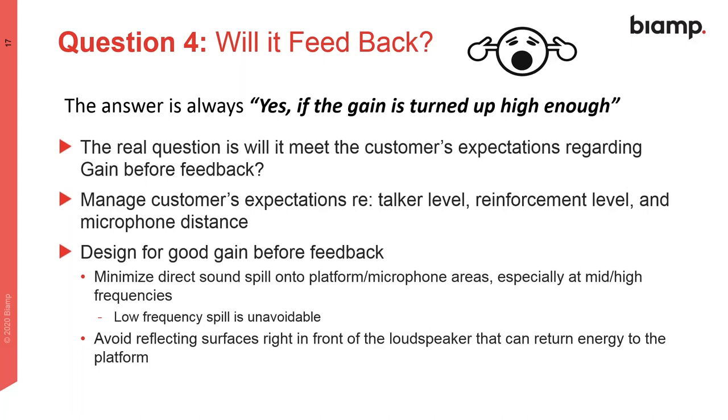The other thing is to avoid reflecting surfaces right in front of the loudspeaker that can return energy to the platform. I had a church whose speaker was placed just upstage of a lighting well, and the lighting well was, of course, lined in drywall and reflective materials. And so half the output of this loudspeaker went right into the lighting well and reflected right back down onto the stage. The speaker had problems and needed to be replaced anyway, but until that happened, I gave them much better gain before feedback by just putting some sound absorbing material in that light well.